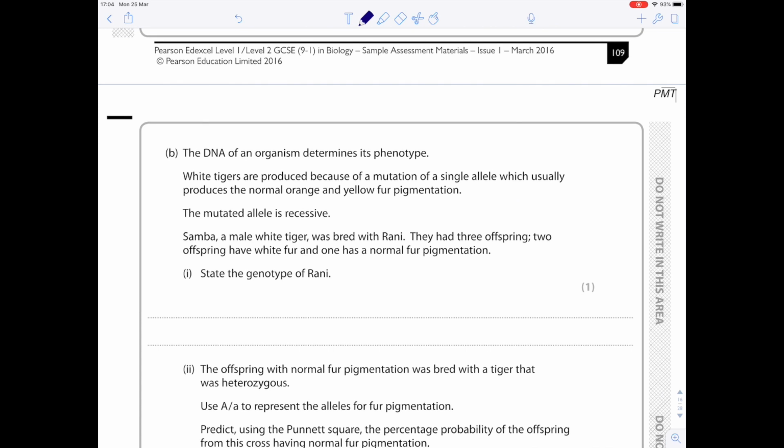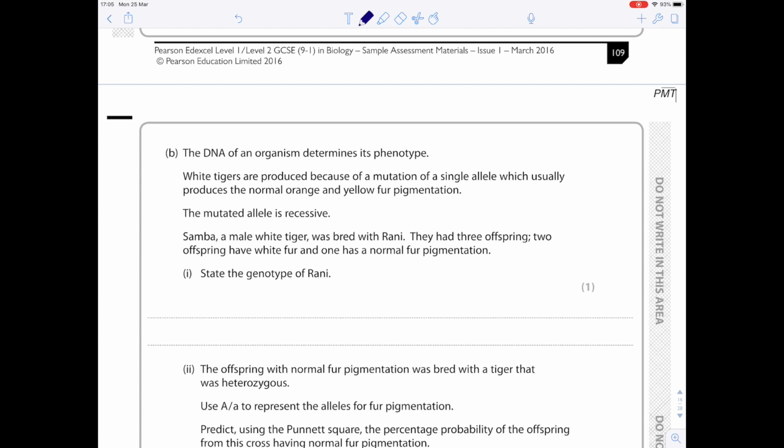B. The DNA of an organism determines its phenotype. White tigers are produced because of a mutation of a single allele which usually produces the normal orange and yellow fur pigmentation. The mutated allele is recessive. Samba, a male white tiger, was bred with Rani. They had 3 offspring. 2 offspring have white fur, 1 has normal fur pigmentation. State the genotype of Rani. So genotype means the alleles that Rani must have.